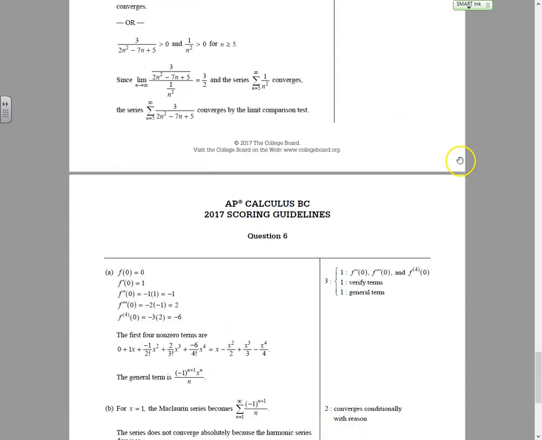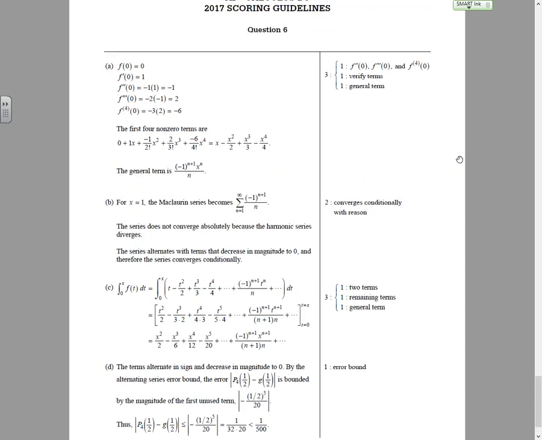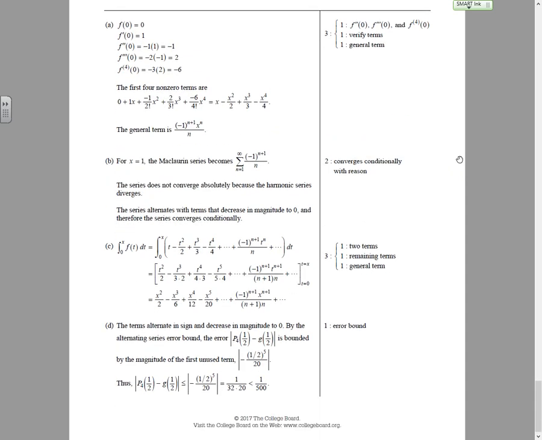Let's go on to grade number 6. This looks a little bit like a Taylor series, and I think I see a little bit of an error bound down below, huh? Let's see how we did.